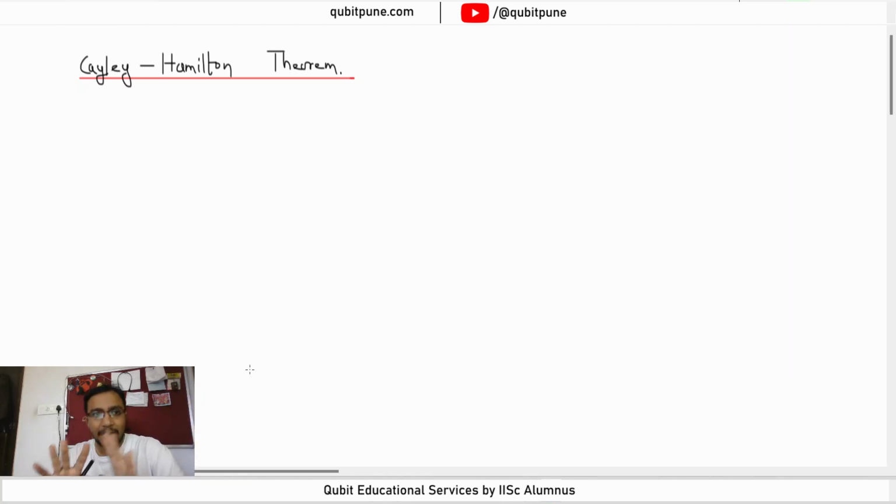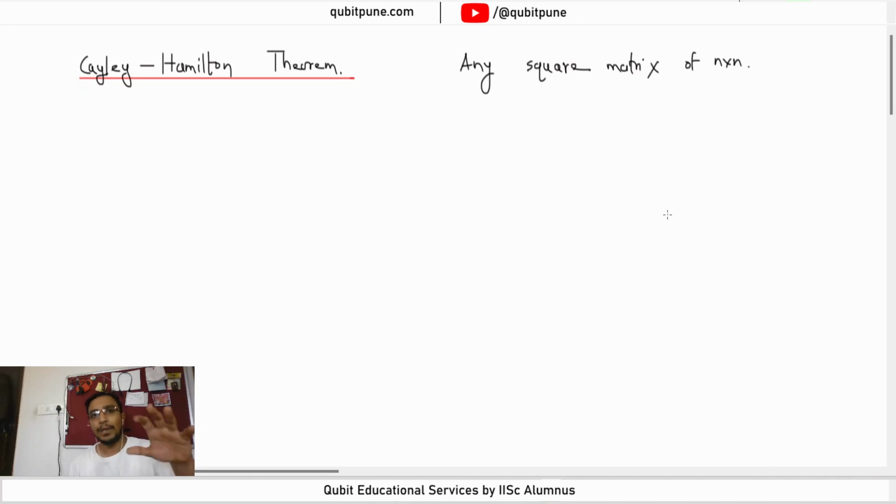The general statement of Cayley-Hamilton theorem applies to any square matrix of n cross n. But because we are not going to use any calculator in our exams, I will tell you the statement of Cayley-Hamilton theorem only for 2 by 2 and 3 by 3 matrices. Okay, so first let us consider n equal to 2 case.